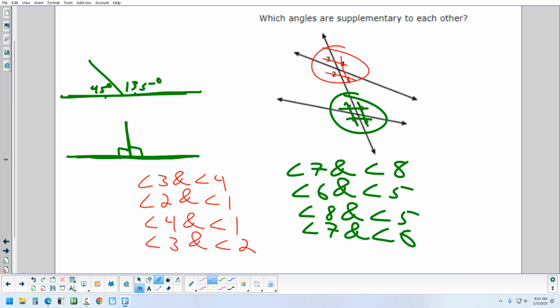So there's lots of pairs of angles in that picture that are supplementary. There's eight different pairs. Okay. So any question on how to identify angles that are supplementary? All right.